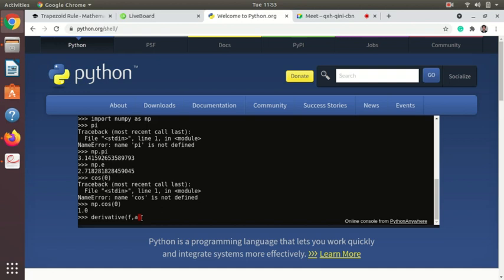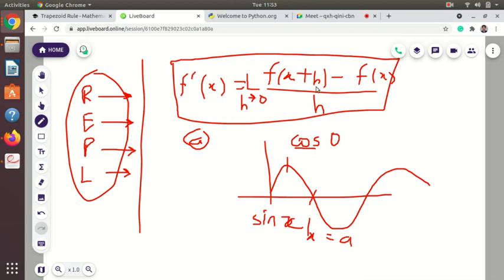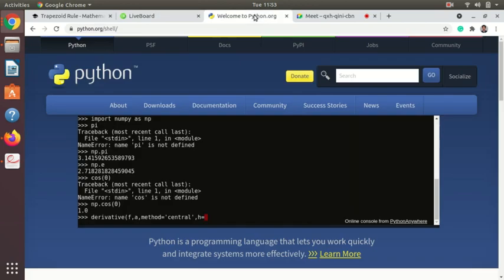Okay, and so on. Then we have to define a method. So we will define it as central, or forward or backward. Okay, but we will use central. When you define the method, you will write it in single inverted commas or double inverted commas. And lastly we have to define h. You can see here h, right? Here is h. So h is nothing but the increment. So we have to define h. What is h? Let's call it 0.01.